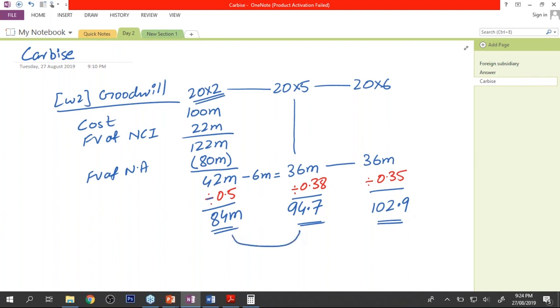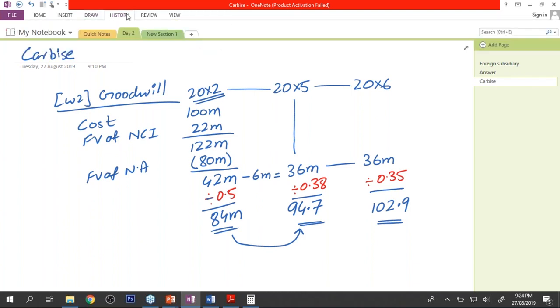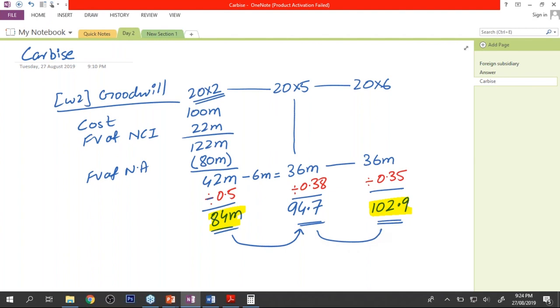So now we can actually calculate the value of the goodwill. The goodwill the question was asking was at the date of acquisition, it's 84. This was asked by the question. The question asked the value at the balance sheet date and the exchange differences. So for that, we need to calculate this value. The difference is actually how much?